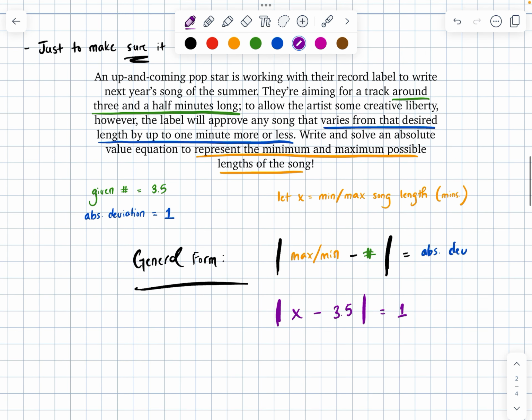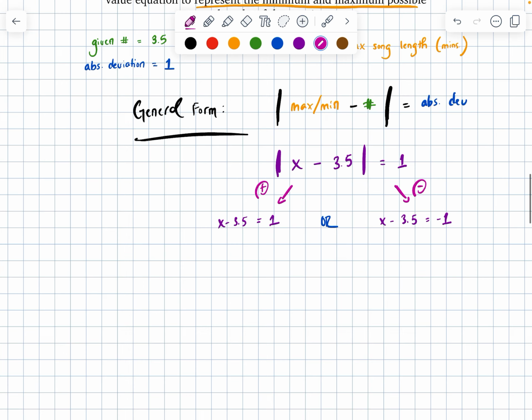Let's say that I'm going to take this equation and solve it. I'll leave the problem up, why not? The absolute value of x minus 3.5 is equal to 1. Well, I know how to solve this equation. This is going to split into my positive case or my negative case. If the absolute value of x minus 3.5 is 1, the stuff inside the absolute value could be positive 1, or the stuff inside the absolute value could be negative 1.